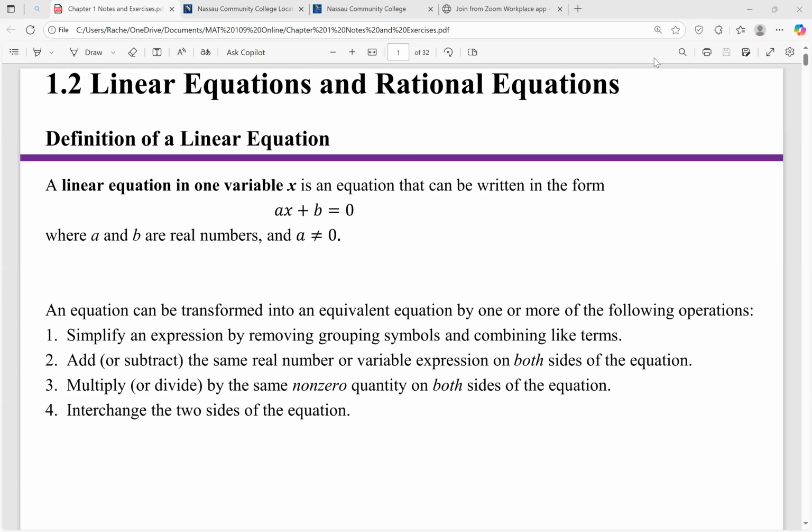In this lecture, we're going to start chapter 1, equations and inequalities, and we're going to start with section 1.2, which is linear equations and rational equations. So the first slide starts off with the definition of a linear equation.